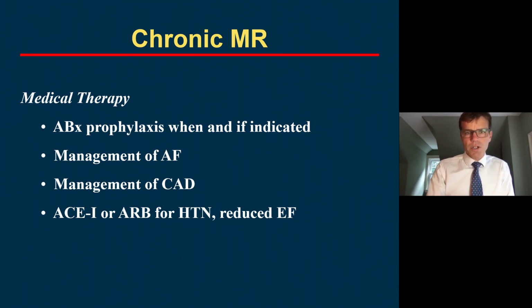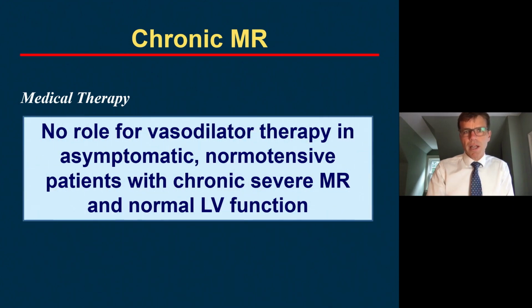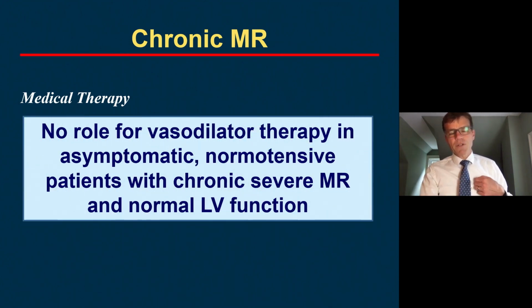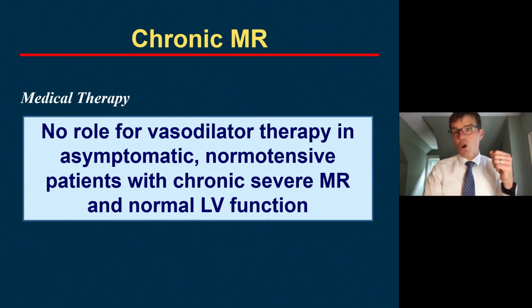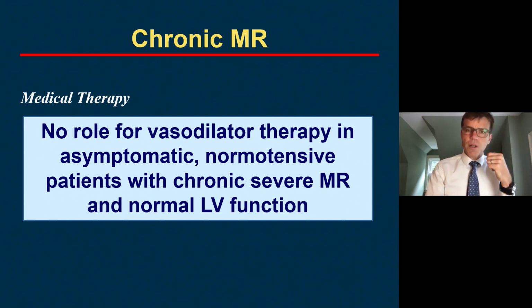You have to manage the coronary disease, of course, if that's the etiology of the chronic MR. Generally speaking, if somebody doesn't have hypertension, there's really no role for vasodilator therapy in mitral regurgitation. However, most patients do have some degree of hypertension, so then an ARB or an ACE inhibitor is a reasonable first choice for that blood pressure.